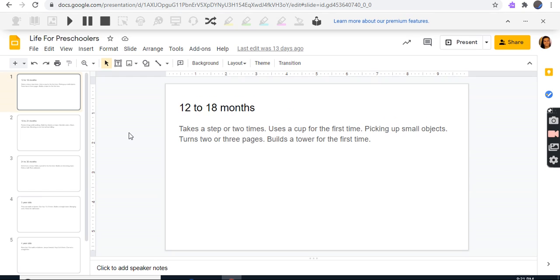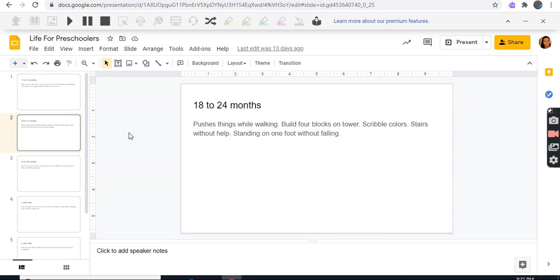12 to 18 months: takes steps, two times. Uses a cup for the first time. Picks up small objects, turns pages, three pages. Builds a tower for the first time. 18 to 24 months: pushes things while walking. Builds a tower of 4 blocks. Scribbles colors. Goes up stairs without help. Stands on one foot without falling.